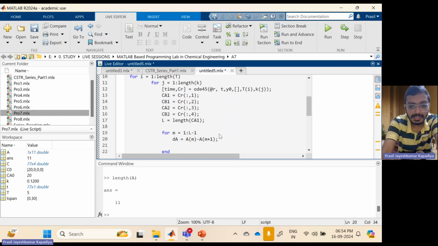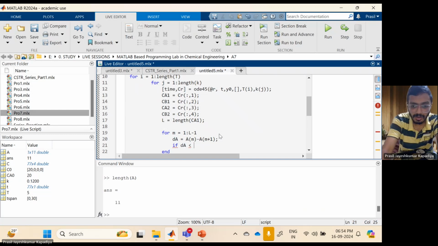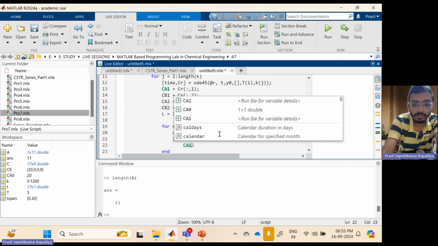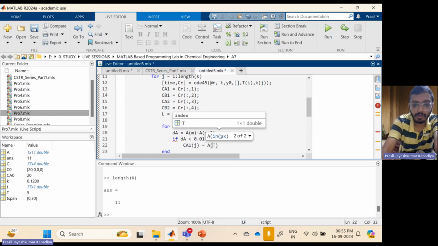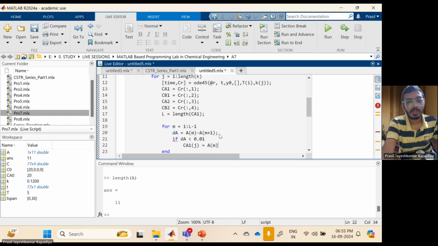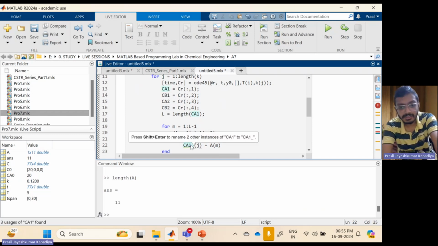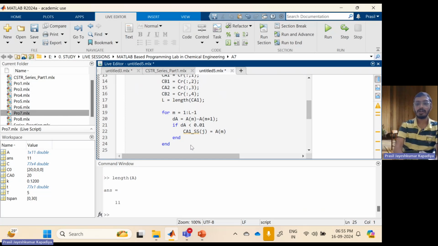Okay. So we can say that if that difference is less than 10 raised to minus, let's say 0.01, so it is at steady state. So we can say that CA1 of that particular jth point is equal to A of m. So that is our steady state. Let's write that down. C1SS, steady state, is equal to this. We will put one end here. Okay. So we have checked it for CA1.